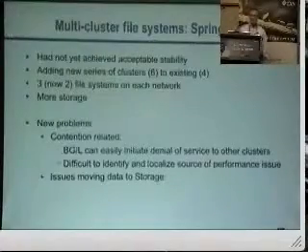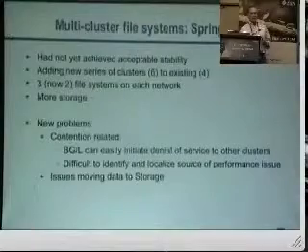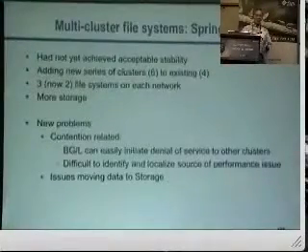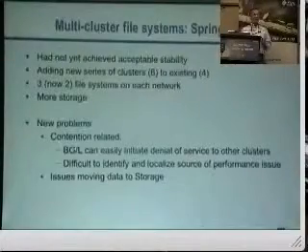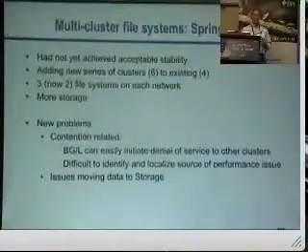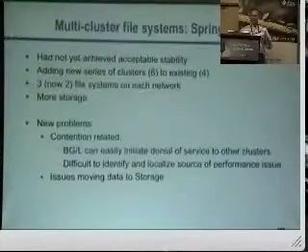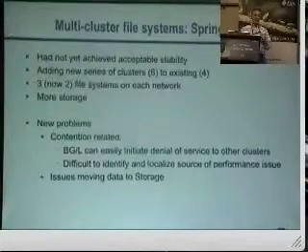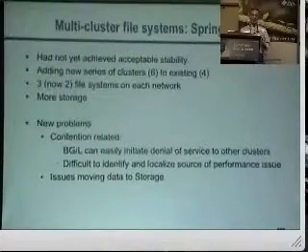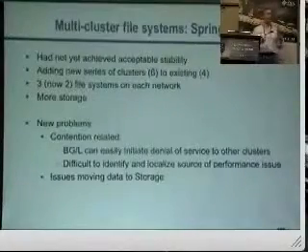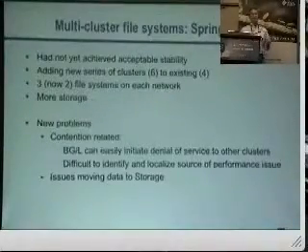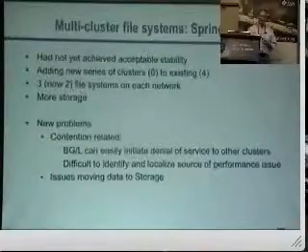So moving forward to, say, a year ago, when we were pretty far down the road with multi-cluster file systems. In the big picture, we have not yet achieved acceptable stability for the customers, but we were moving forward to the multi-cluster file systems. And we're adding a new series of our Peloton clusters, 6 new, bigger, better clusters, to our existing 4, and adding more storage. At first we had 3 file systems on each network, and now we're at 2. So we saw a new wave of problems to support, and many were contention related.